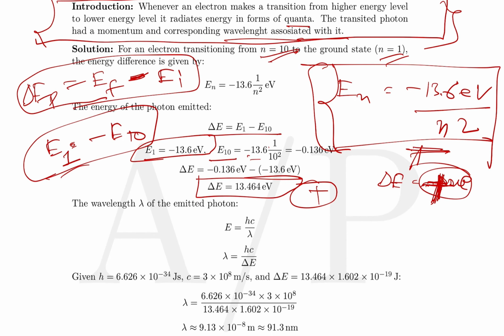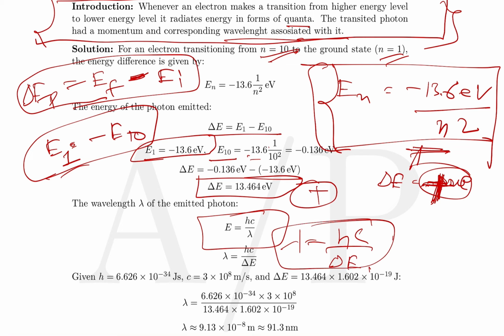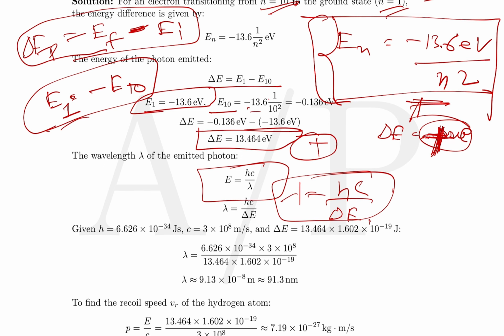The wavelength lambda of the emitted photon: E equals hc by lambda. We can rearrange this as lambda equals hc over delta E. Fair enough. Now just put the values of h, c and delta E as we have calculated. So lambda comes out to be 91.3 nanometers.